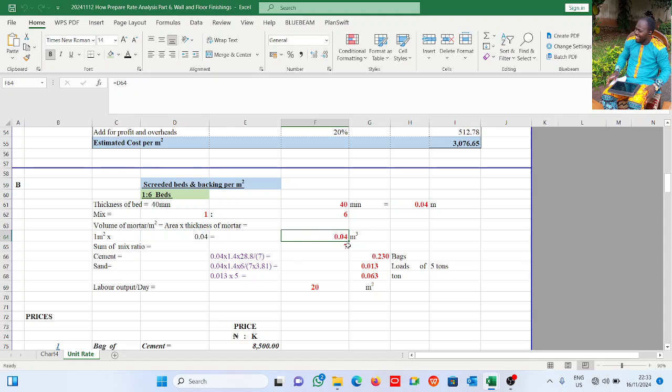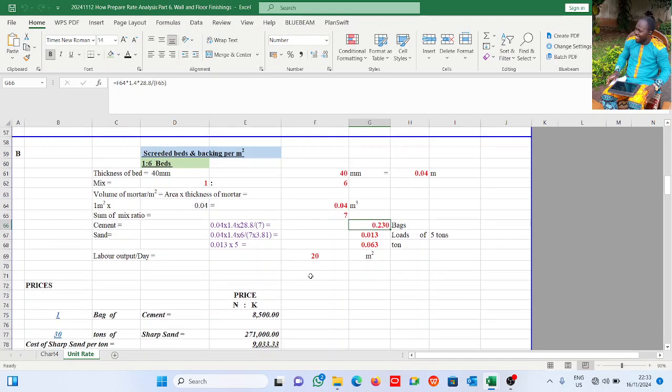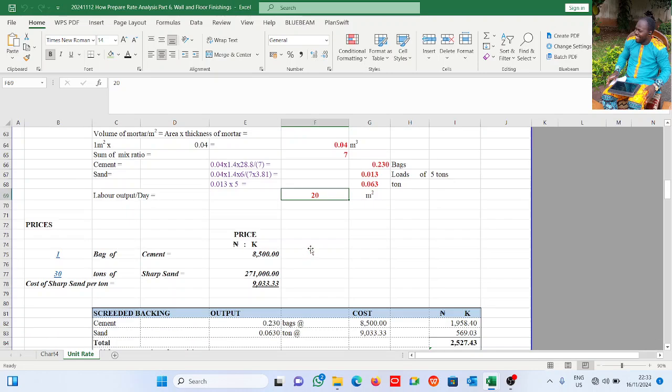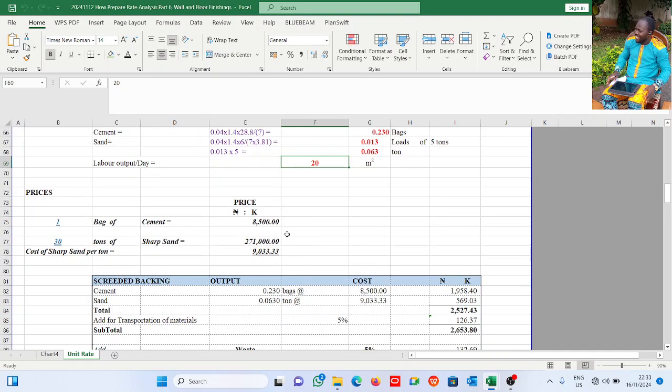The same thing is cement content, 0.23 bags. Then the sand also 0.063. Now labor per day, they'll do 20 square meters. Remember, it's just cement and sand mix, so they can do a large portion, 20 square meters per day. The same thing, we have the cement content. Now the analysis proper, we have for 30 tons of sharp sand, the sharp sand 271,000.